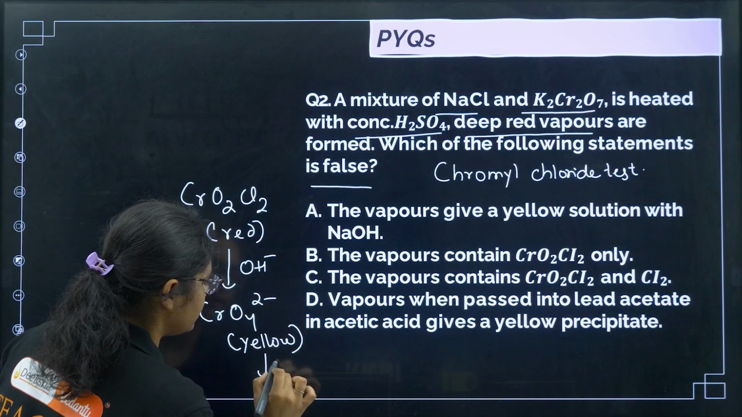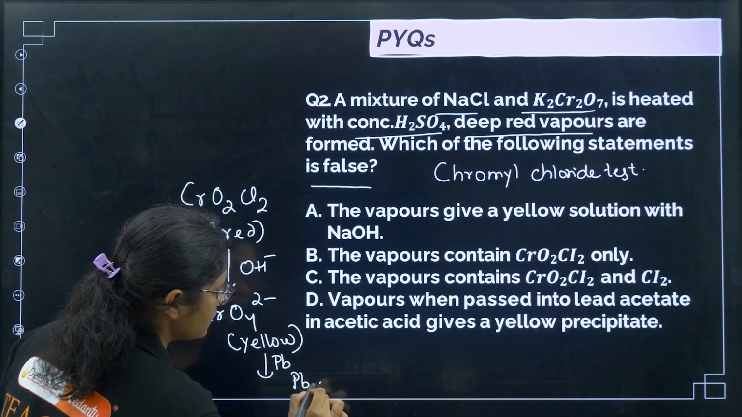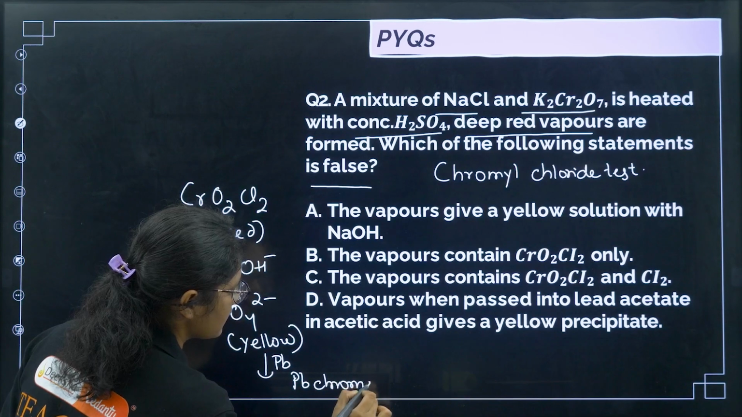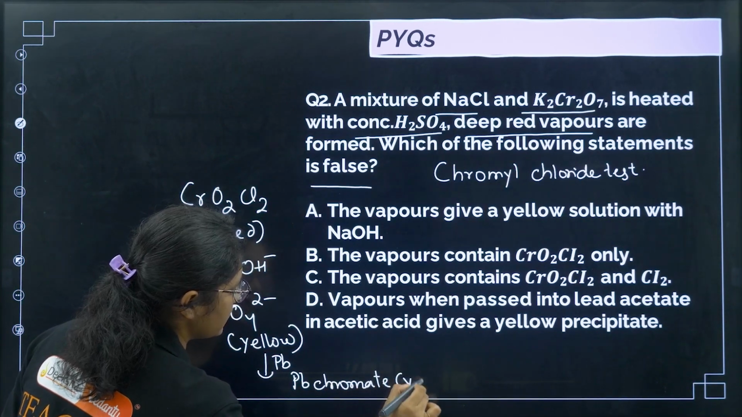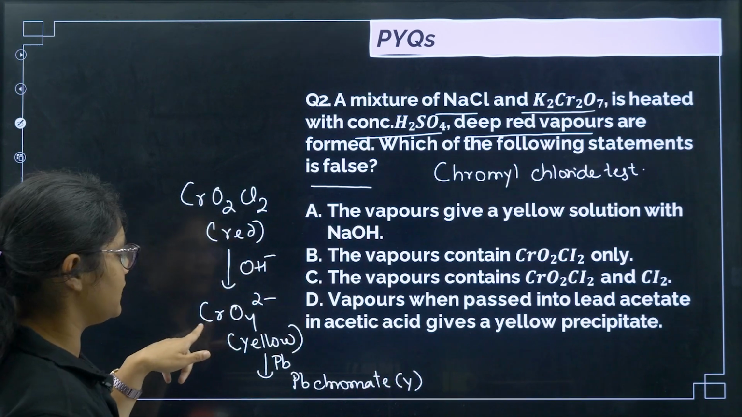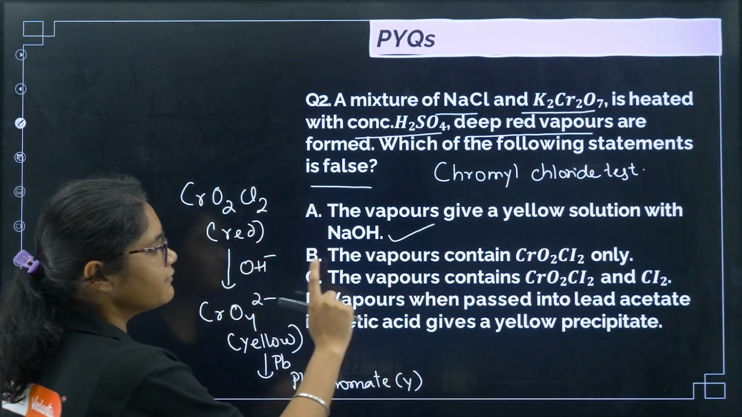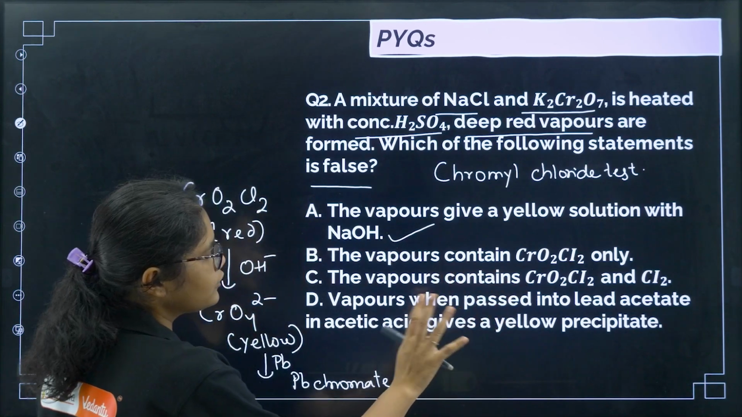Now if you treat it with lead, you will get lead chromate, which is again yellow in color. Now the question is asking, the vapor gives a yellow solution with NaOH. Yes, because of the formation of chromate ions. This statement is correct. The vapors contain CrO2Cl2 only.